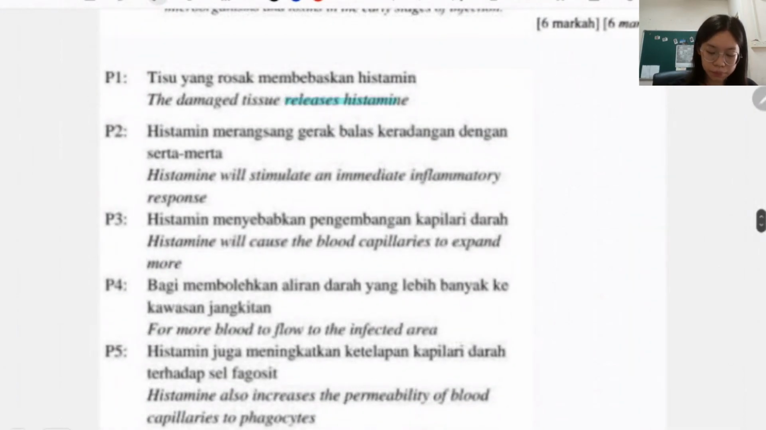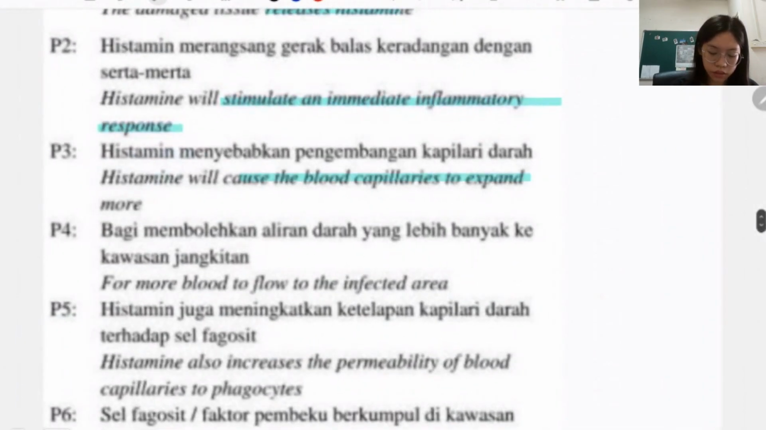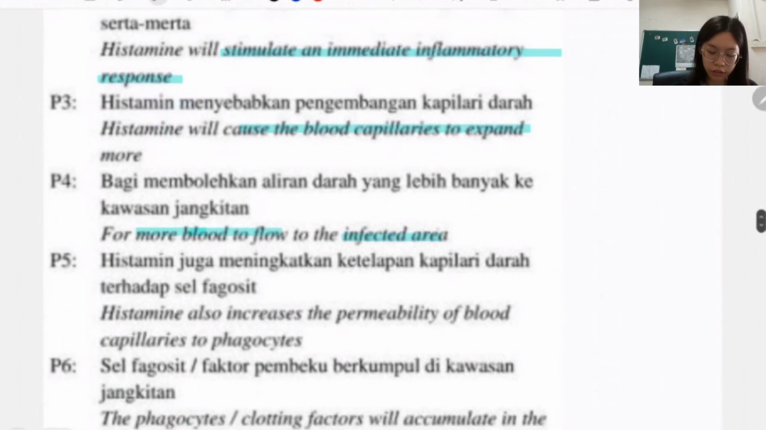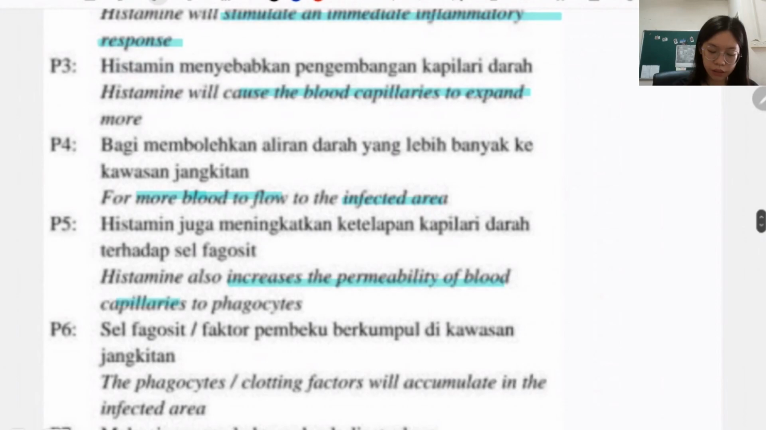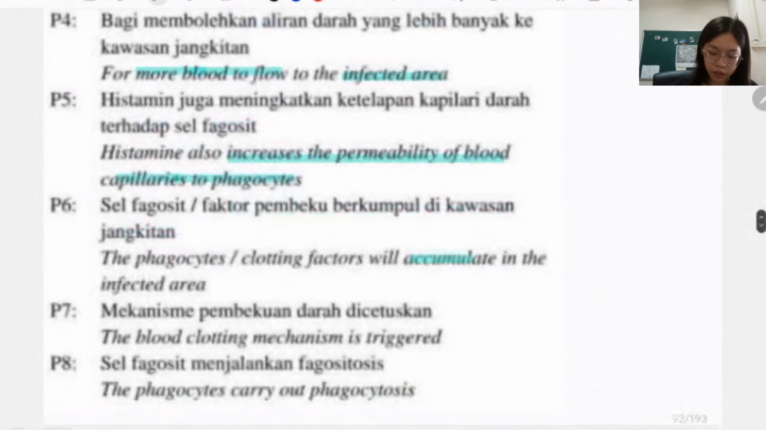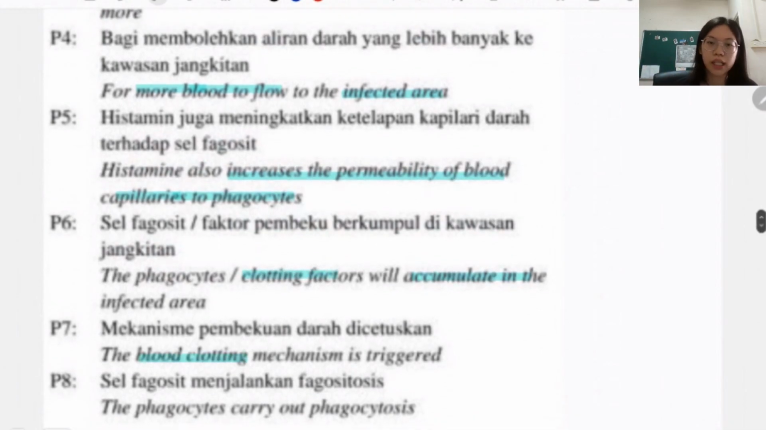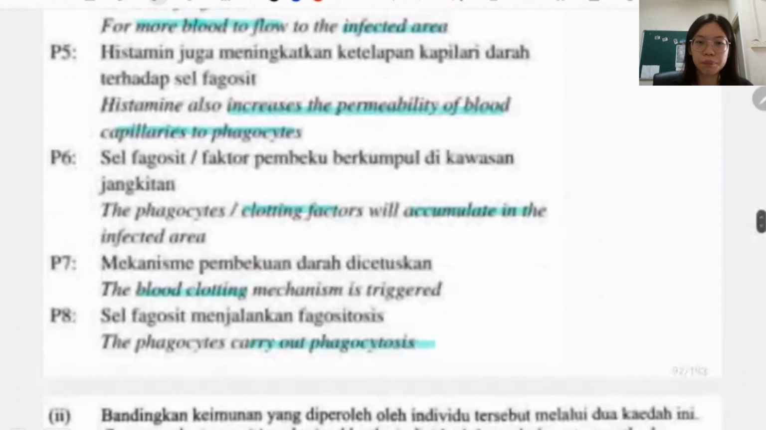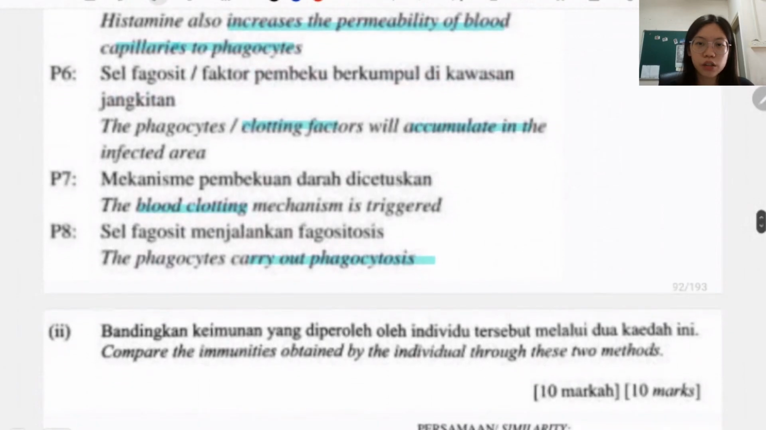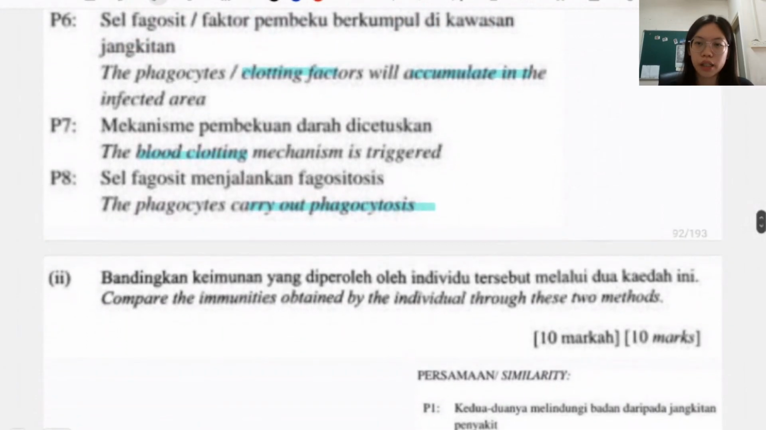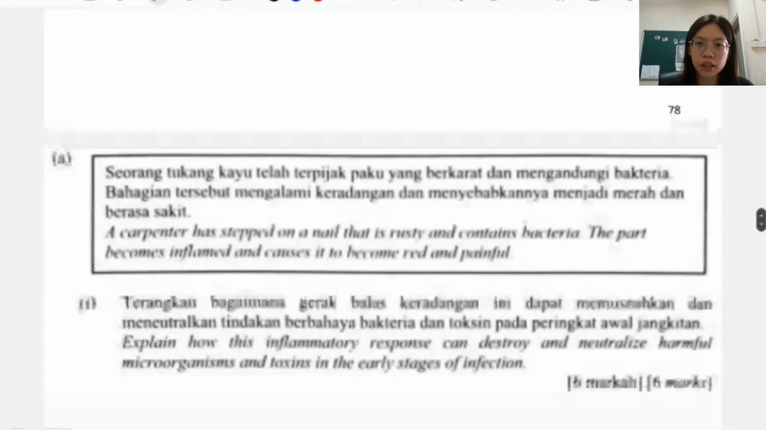It will stimulate an immediate inflammatory response, expand more blood to flow to the infected area, increase permeability of blood capillaries to phagocytes, and then they will accumulate. Then, since the clotting factor accumulates at the infected area, blood clotting mechanism is triggered. What about phagocytes? They will carry out phagocytosis right there. And then they want you to compare immunities obtained by the individual through these two methods.